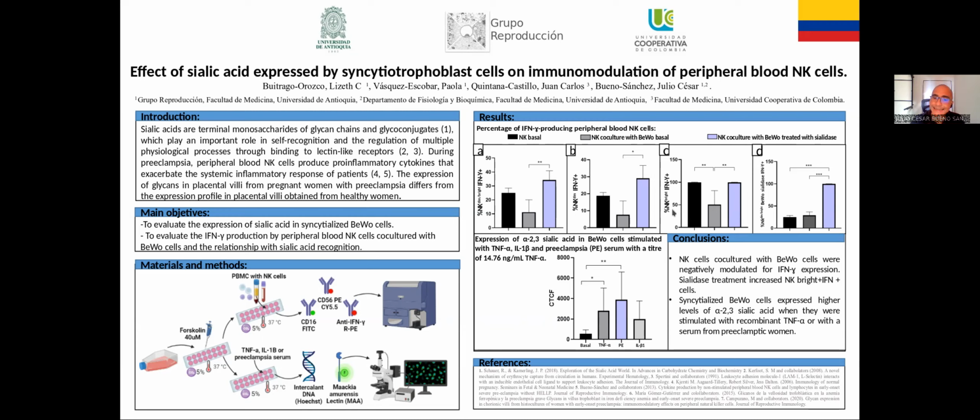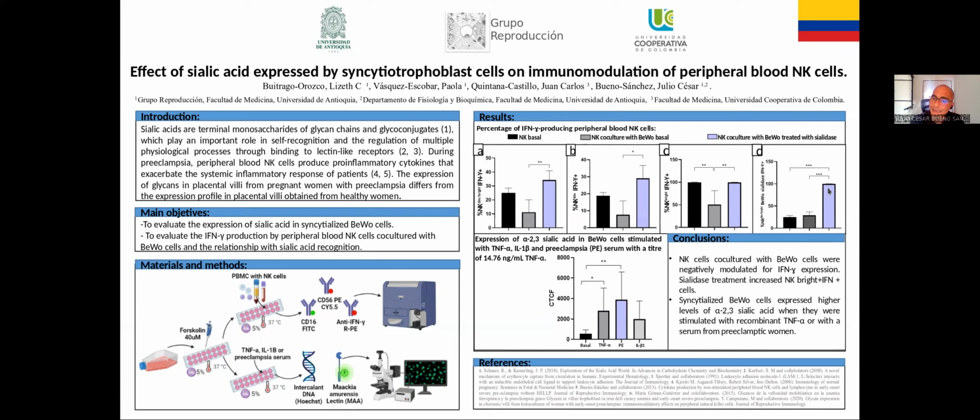We found that the production of interferon gamma by bright NK cells was lower when these cells were co-cultured with BeWo cells, and we restored the production of interferon gamma when we removed the sialic acid in the syncytialized BeWo cells. We compared the expression of this sialic acid and removed the sialic acid with a neuraminidase treatment, and we observed the differences in the production of interferon gamma.